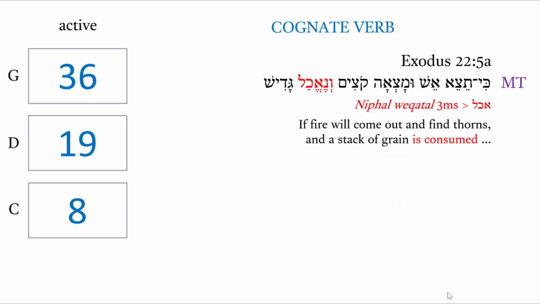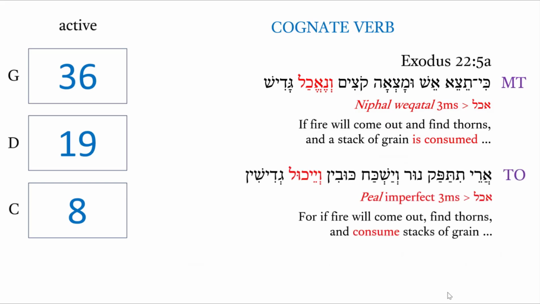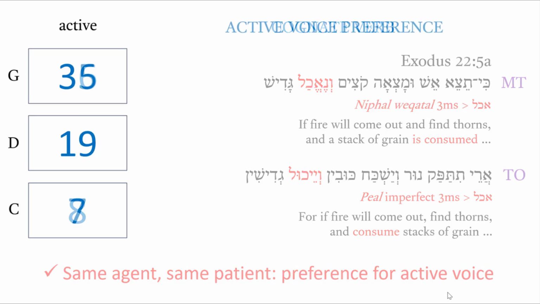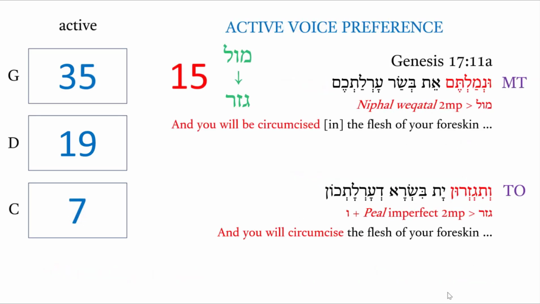We continue with cognate verb ideas, this idea of being consumed. Well, fire coming out and consuming. What's going on here? We have the same agent, same patient. So I'm using that kind of way of talking instead of object and subject, because it changes with voice change. Same agent, same patient. In these cases, there is a preference for active voice. That's interesting. It seems more direct, and maybe that was more natural in Aramaic. And a big category of this is circumcision.